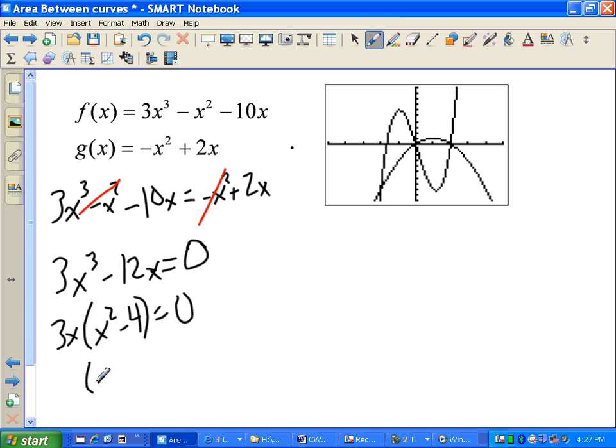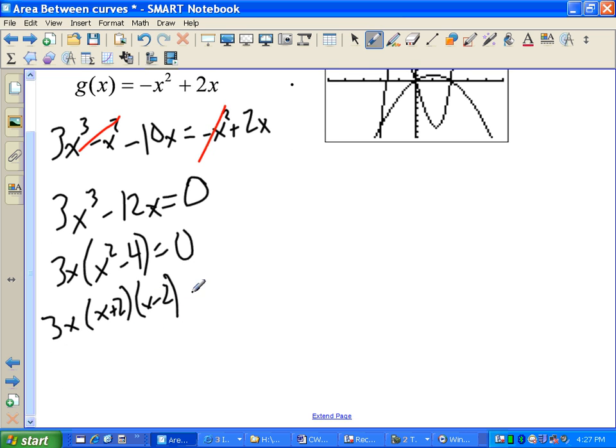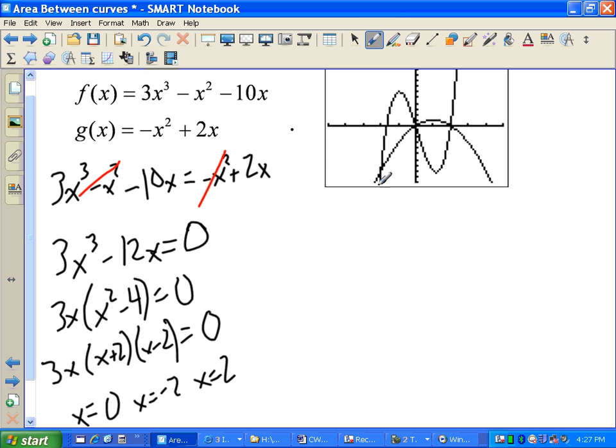I can factor x squared minus 4 into x plus 2 times x minus 2 with 3x in the middle, okay, or outside or wherever it is. Leaves me with 3 roots: x equals 0, x equals negative 2, x equals positive 2, which, if we go back to the picture, turn out to be right here, negative 2, 0, 2. So from negative 2 to 0, we're going to integrate with this function on top. From 0 to 2, we're going to integrate with that function on top.